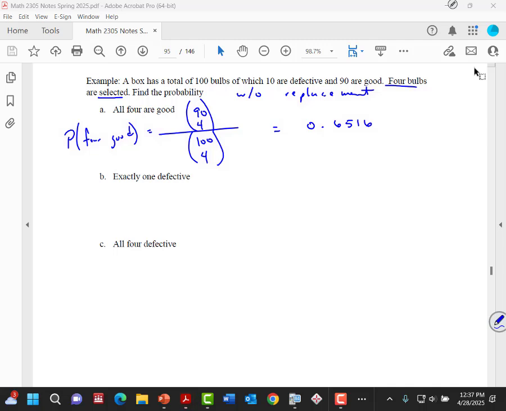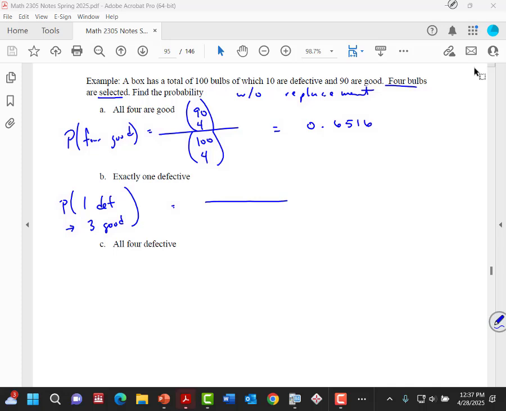Exactly 1 defective. So this would be the probability of 1 defective. Well, if I get 1 defective, then that implies that I got 3 of them that are good. So let's think about how this would be, okay?